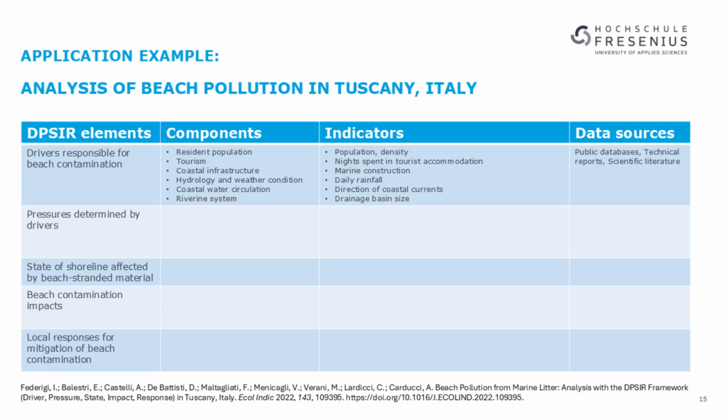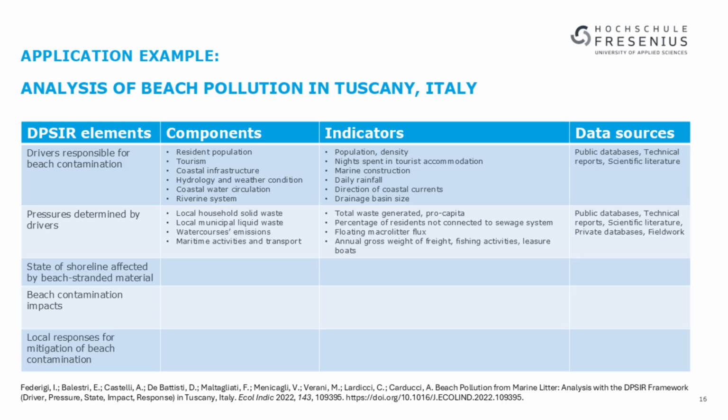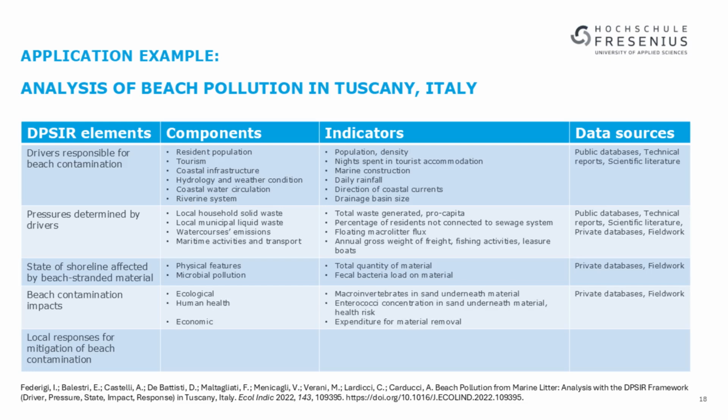The authors also took weather conditions like daily rainfall and water circulations into consideration as pressures. Waste and emissions, as well as maritime activities and transport, were identified. The state of the shoreline was characterized by physical features, like the quantity of the material washed ashore, as well as microbial pollution, like fecal bacteria.